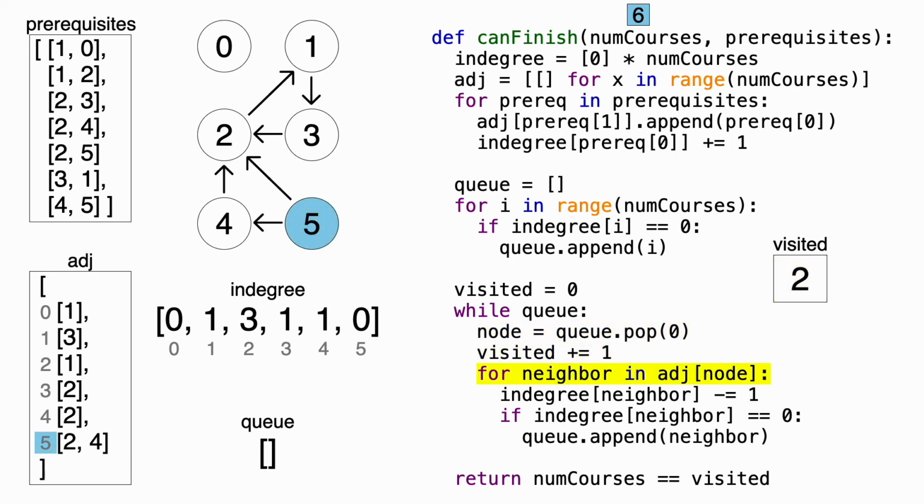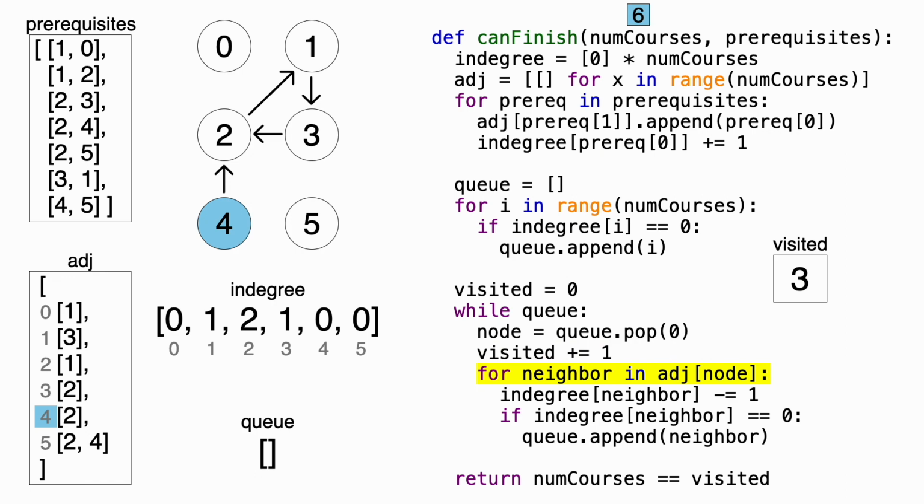Now let's look at the neighbors of node 5, starting with node 2. Let's decrement the in-degree of node 2, which represents deleting this edge. The in-degree of node 2 is not 0, so let's loop to the next neighbor, which is 4. We're going to decrement the in-degree and delete this edge. But now the in-degree of node 4 has reached 0. So this means we need to append 4 to the queue, and then we'll go back up to the outer while loop. The node to visit is now 4, and we'll increment visited again.